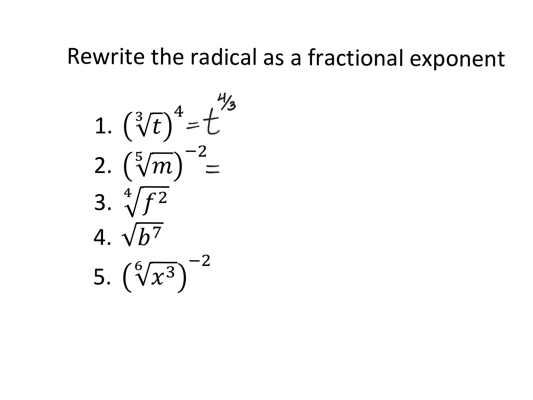The 5th root of m to the negative 2 power. So that's going to be m. What's the numerator going to be? Negative 2. And the denominator will be the 5. Now you could rewrite that as 1 over m to the 2/5, because we shouldn't write anything with negative exponents.